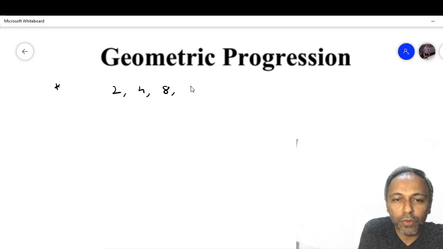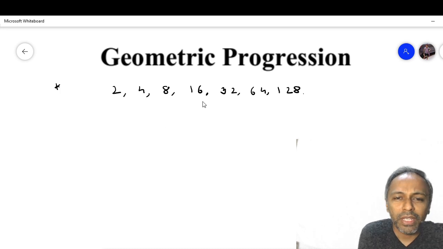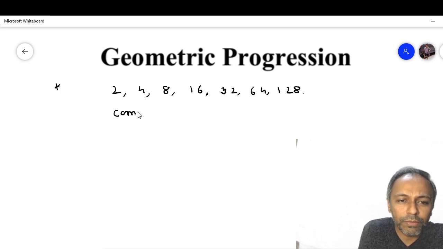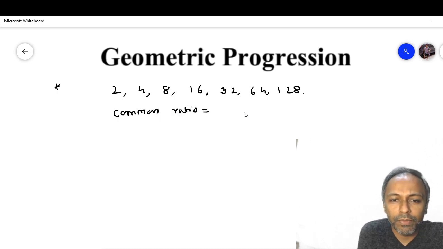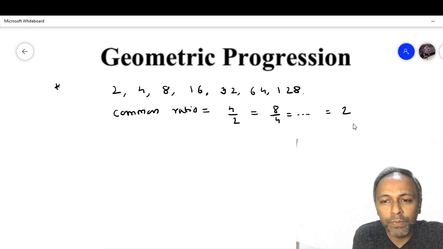Say we consider a sequence of numbers 2, 4, 8, 16, 32, 64 and say 128. It can keep going. Let us say we restrict till 128. By observation we realize that the common ratio is equal, that is 4 upon 2 is equal to 8 upon 4 is equal to, and so on, 16 upon 8, all equal to 2.